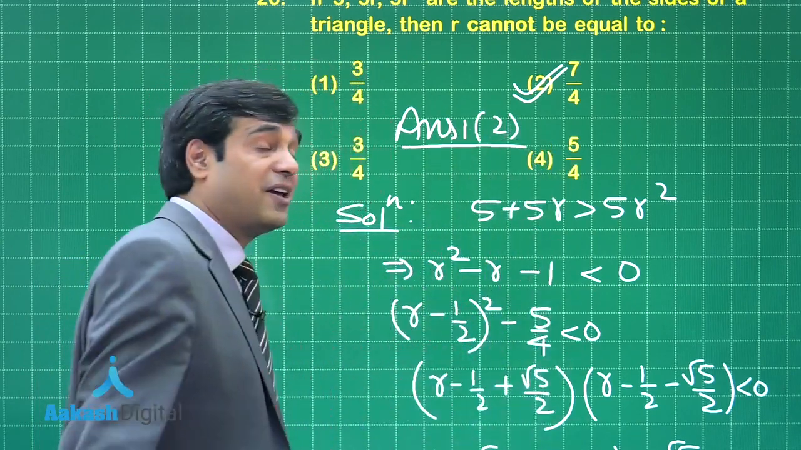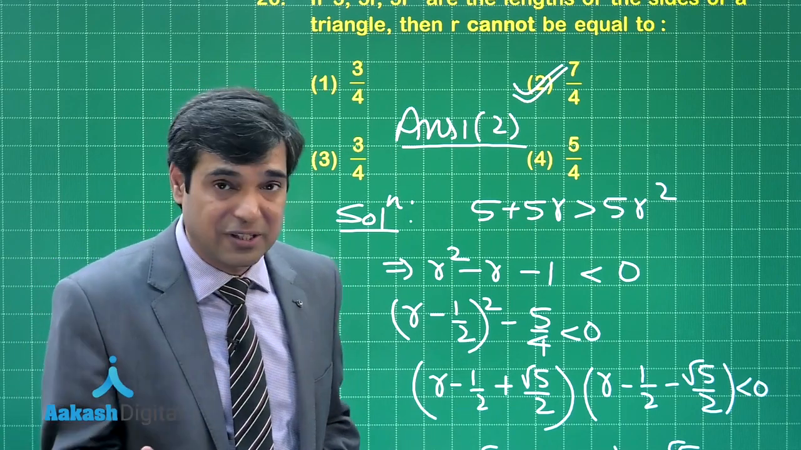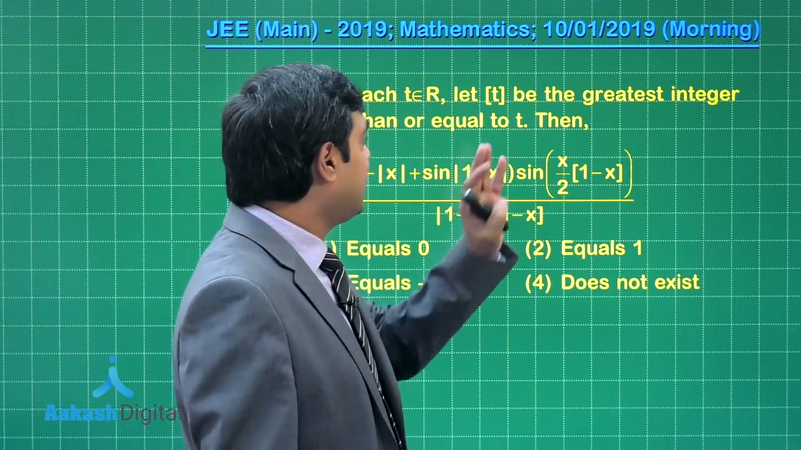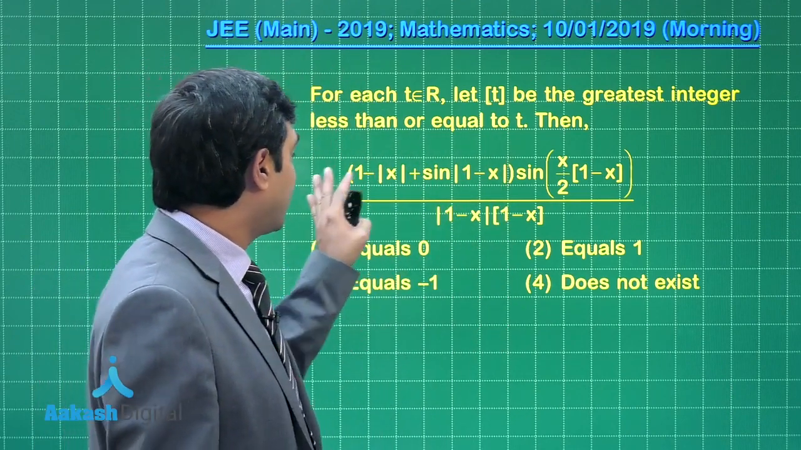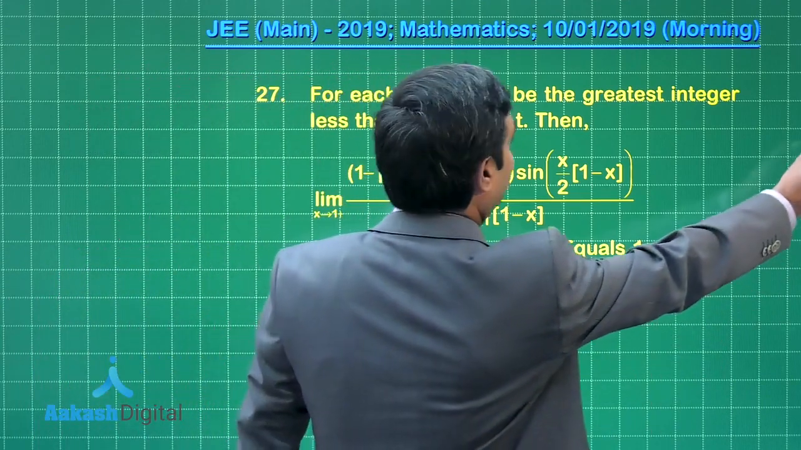No need to go with the rest of the conditions like b plus c is greater than a or c plus a is greater than b. I am sure this is clear. Let us move on to the next one. For each t from real numbers, we have to talk about the limiting value as x is approaching 1 plus. Let us start this question.